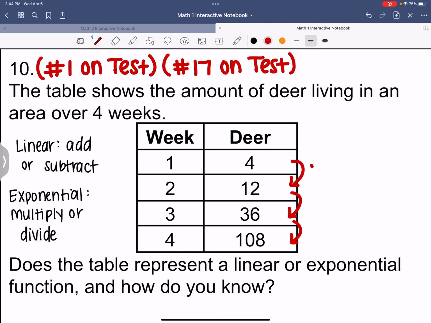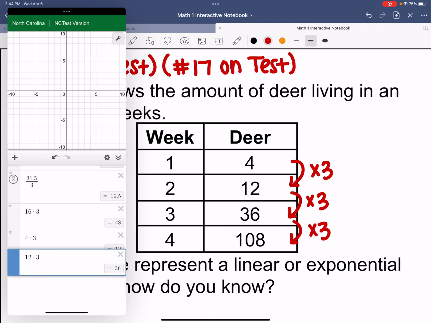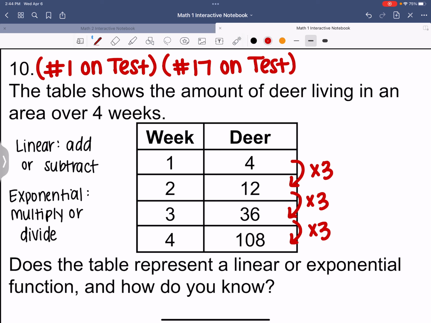So 4 times 3 is 12. 12 times 3 is 36, and 36 times 3 is 108. And you can check those in a calculator. So you could do 4 times 12, or excuse me, 4 times 3 to get 12. You can do 12 times 3 to get 36, and so on. You could do 36 times 3 to get 108. So when you do that multiplication, that tells you that this is exponential.